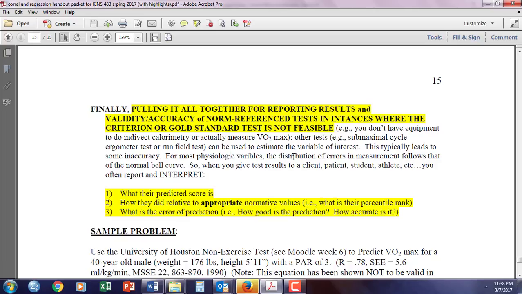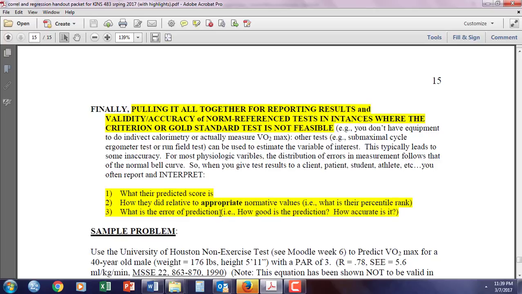The last bit of information is, let's go back to working with real people. You're going to be predicting falls. You're going to be predicting VO2 max. You're going to be predicting body fatness. So what you're going to do when you meet with a person is you're going to tell them what their predicted score is. And you're going to tell them how they did relative to other people. You're going to give them their percentile rank. And then if you're really good, or if they ask questions of you about how accurate the prediction is, you're going to interpret for them essentially what is the standard error of the estimate, what is the error of prediction, so that they know what that will mean.